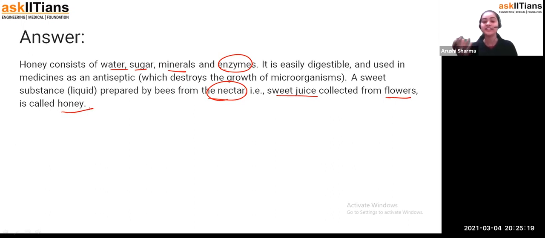So what is honey? Honey is a liquid substance prepared by bees. They take the nectar, the sweet juice, from the flowers, and that honey consists of water, sugar, enzymes, and minerals, and the enzymes are used for the digestion of our food. Exactly. And honey can also be used as a medicine, as an antiseptic, sorry, because it destroys the growth of microorganisms.